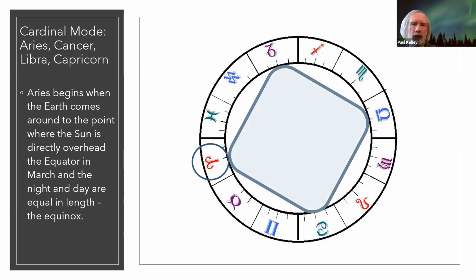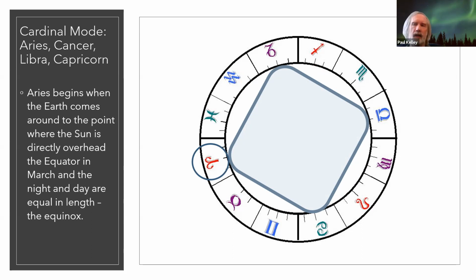Let's look at the cardinal mode: Aries, Cancer, Libra, and Capricorn. Again, this is something you'll get familiar with. Think of Aries, think of Libra, its opposite. Think of the other two cardinal signs, Cancer and Capricorn. Think of Aries, think of the next sign, Cancer, think of the sign before, Capricorn. Mental gymnastics, very useful. You'll use it throughout your life in astrology.